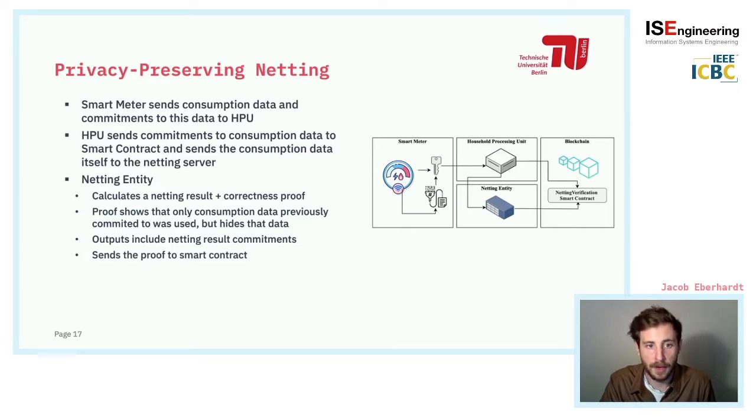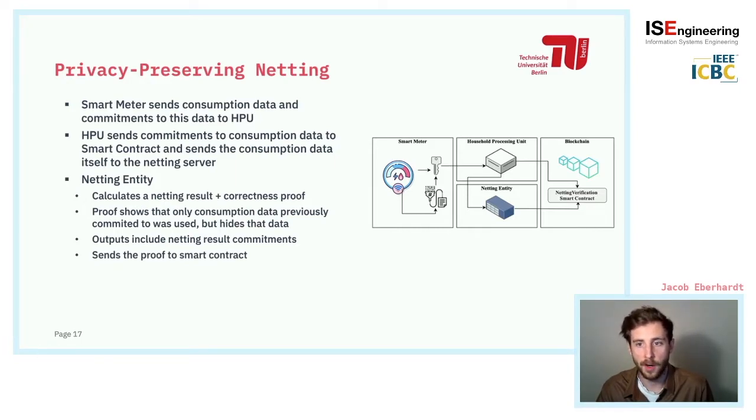The netting entity then does several things. First, as already explained, it calculates a netting result and also proves that this netting happened correctly. What's important is that the proof also shows that the raw data that the netting entity used are the values that the household processing unit previously committed to on the blockchain. So what that gives us is the guarantee that the netting entity did not make up any data for its calculation, but actually used what it has been reported to by the household processing units.